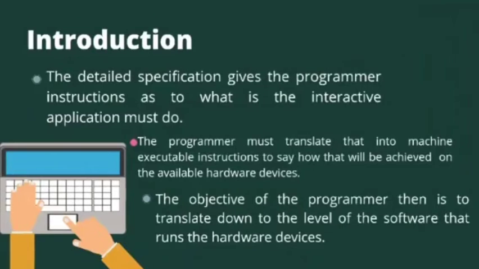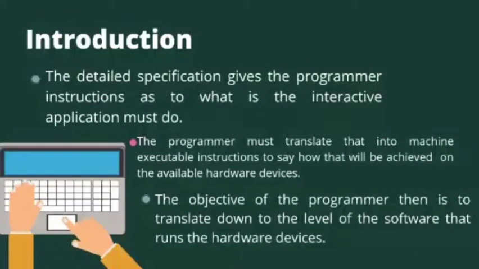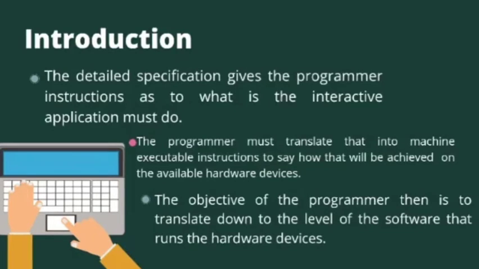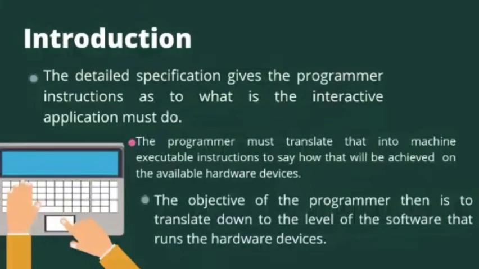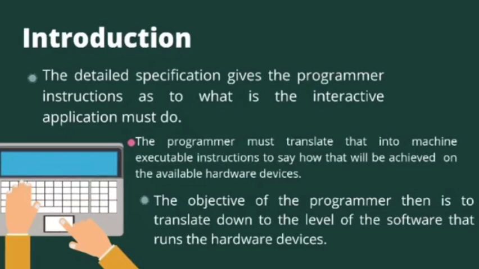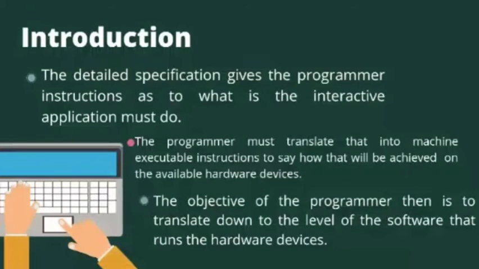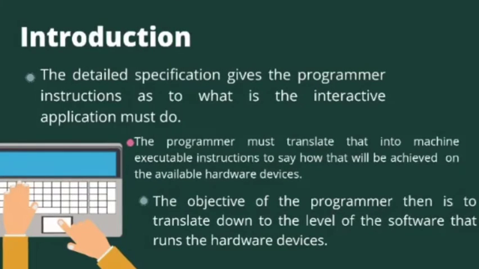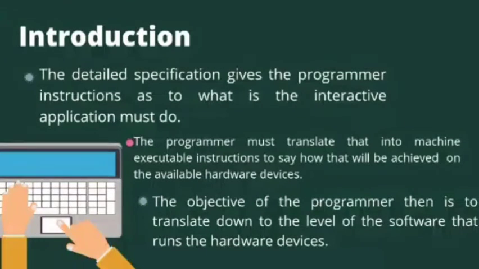The detailed specification gives the programmer instructions as to what the interactive application must do. The programmer must translate that into machine executable instructions to say how that will be achieved on the available hardware devices. So the programmer is responsible for writing the machine executable instructions so that the user can easily understand and identify it by the use of a program. The objective of the programmer then is to translate down to the level of software that runs the hardware devices.